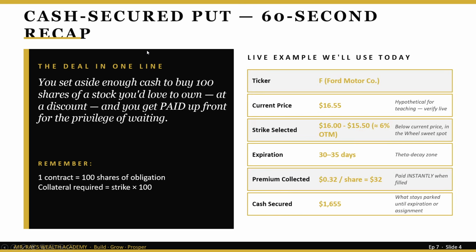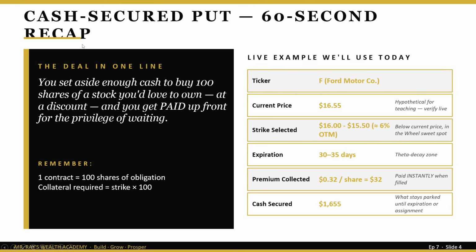And then we're going to go to an actual live example. We're going to use Ford Motor Company, which the ticker is just F. That's all Ford Motor Company is. Doesn't have a Ford symbol ticker. It's just F. And right now, today, Ford is running about $16.55. We're going to be looking at a strike price below that around $15.50 or $16, all right? About 6% below whatever the current price is.